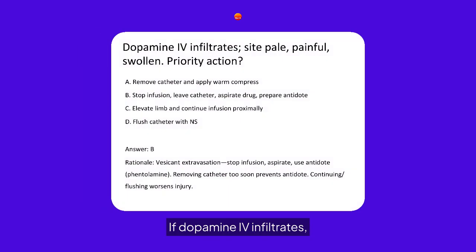If dopamine IV infiltrates, the priority action is to stop the infusion, leave the catheter, aspirate the drug, and prepare the antidote. This approach prevents further tissue damage from vesicant extravasation.